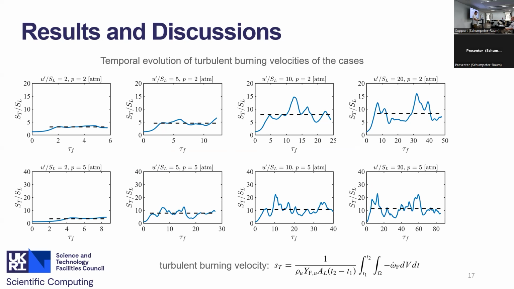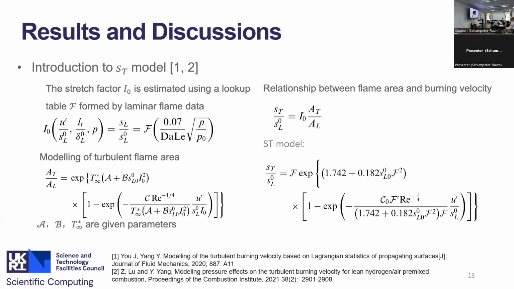So this is how the turbulent burning velocity is calculated, and we focus on the ratio between ST, which is the turbulent burning velocity, and the laminar flame speed. For all the cases, after a certain time of the simulation, all the results reach a statistically steady state. Then we do some averaging and get the statistical mean turbulent burning velocity, and we can compare with the model proposed by Lu and Jiang in 2020.